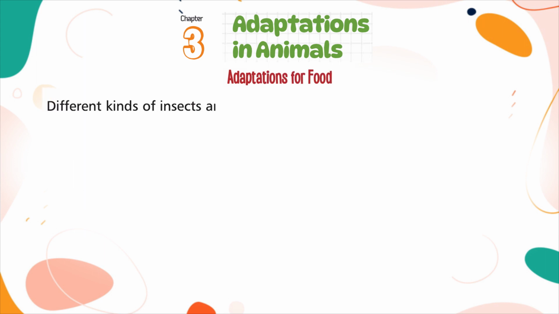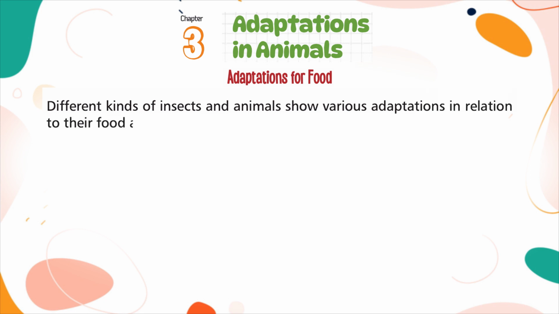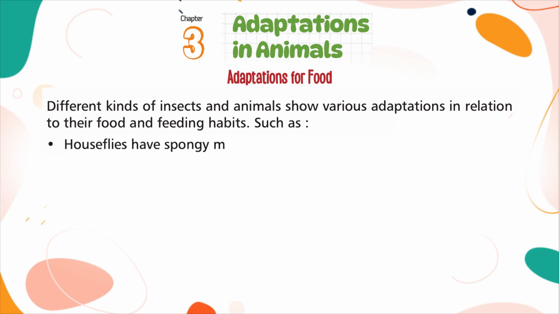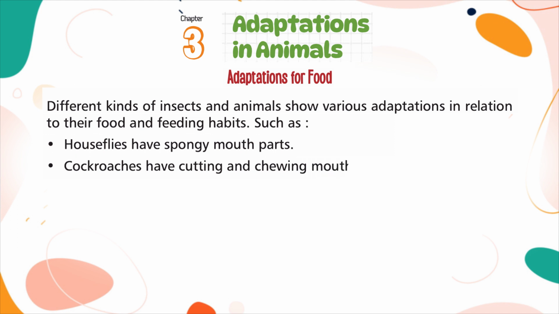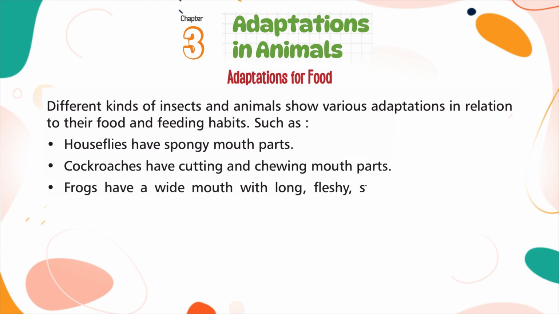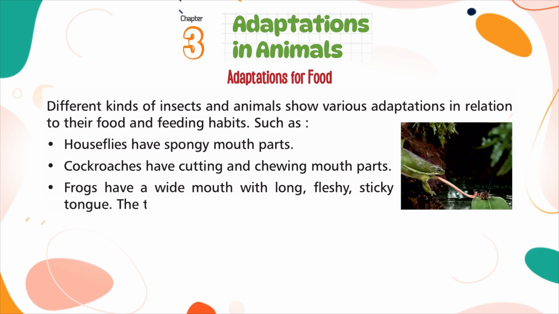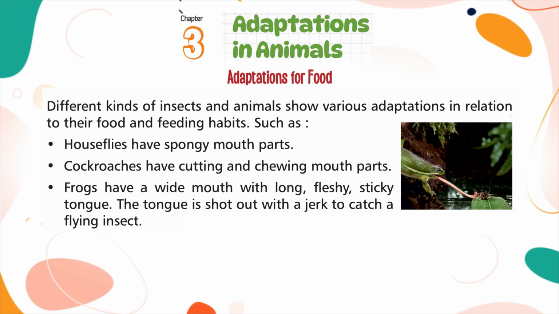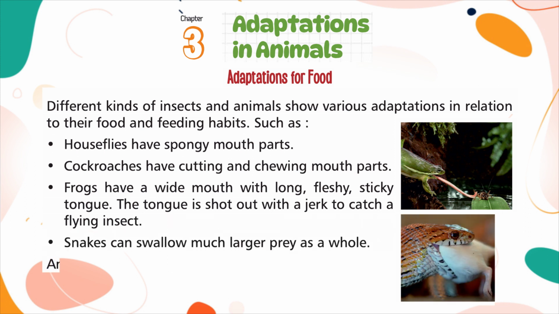Adaptations for food. Different kinds of insects and animals show various adaptations in relation to their food and feeding habits, such as houseflies have spongy mouthparts, cockroaches have cutting and chewing mouthparts, frogs have a wide mouth with long, fleshy, sticky tongues. The tongue is shot out with a jerk to catch a flying insect. Snakes can swallow much larger prey as a whole.